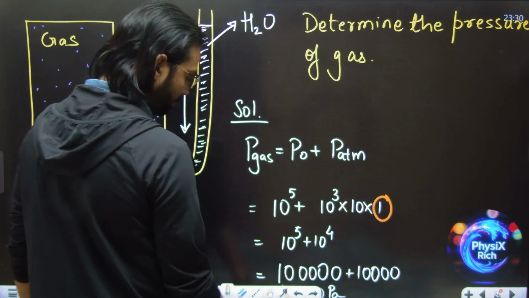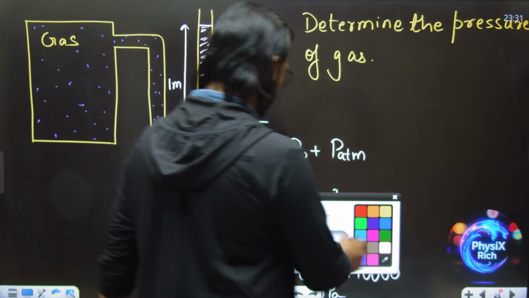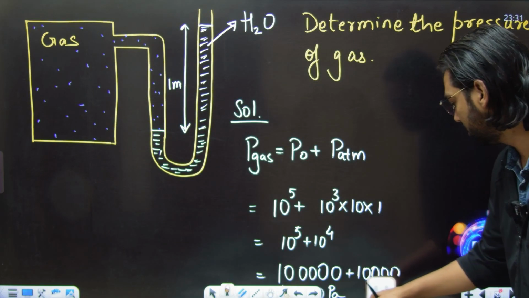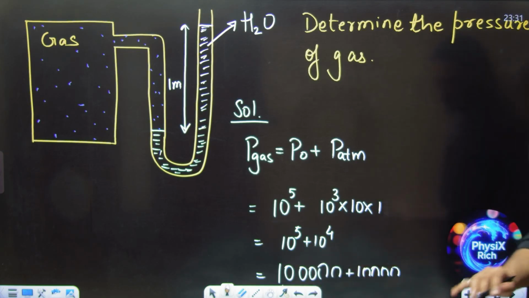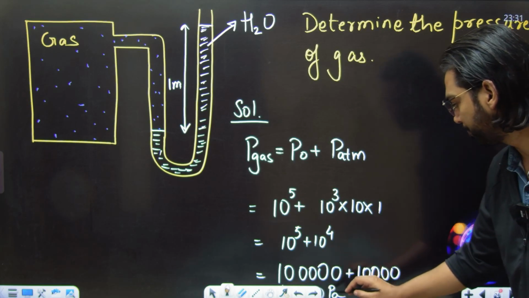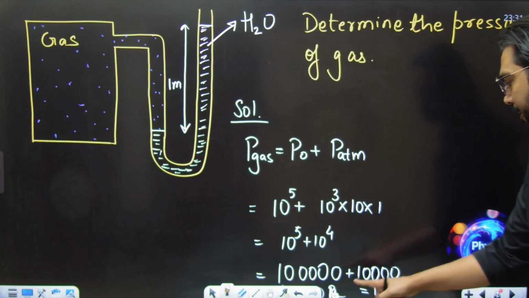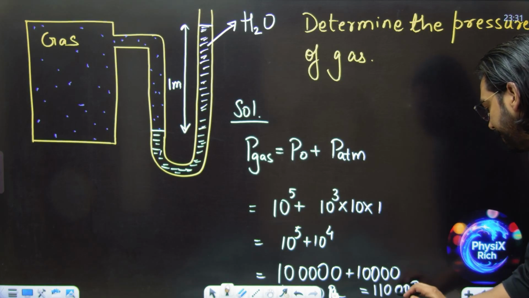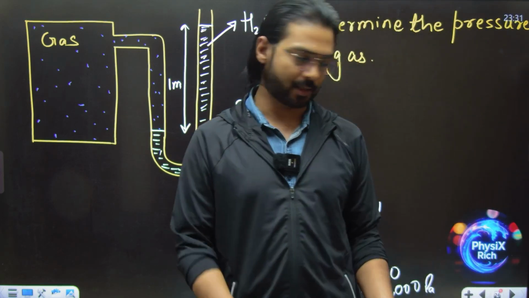I get 100,000 and 10,000. So I get a total of 110,000 Pascal. All right. So that's the pressure of the gas.